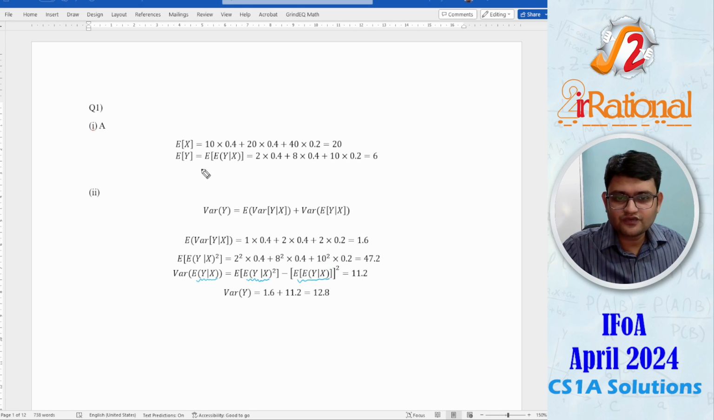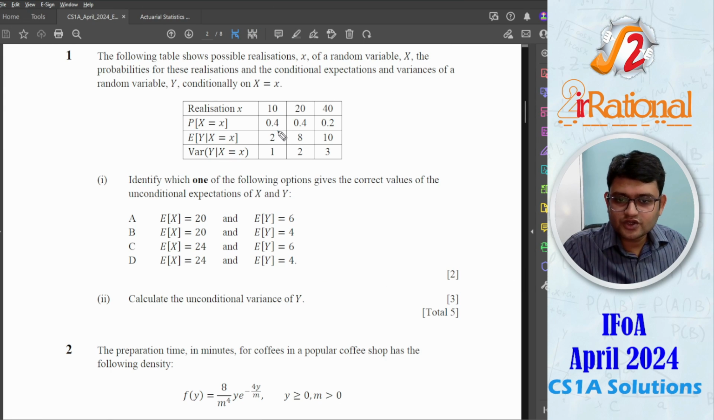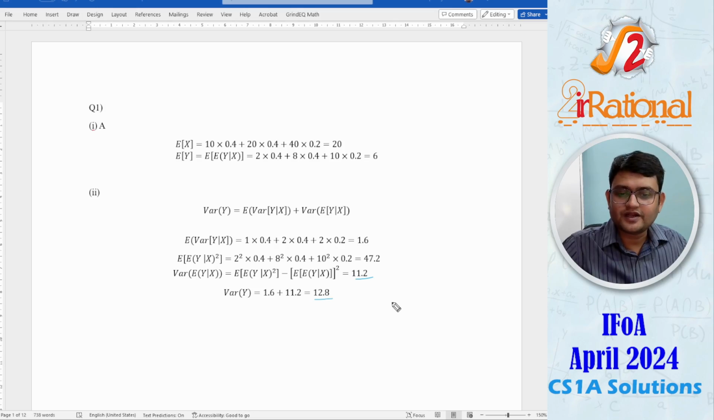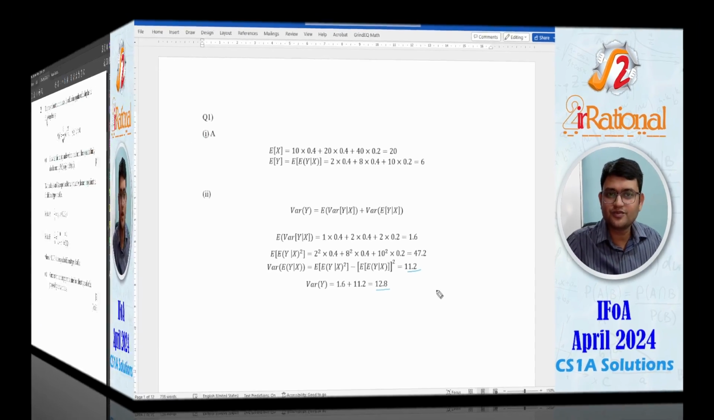So this part we already know, that is 6. But this part you will have to find again from the table. From here you will square these values and multiply with the probabilities and then add them up. So that gives you 11.2, and final answer of variance of y is going to be 12.8. Let's go to question number 2.